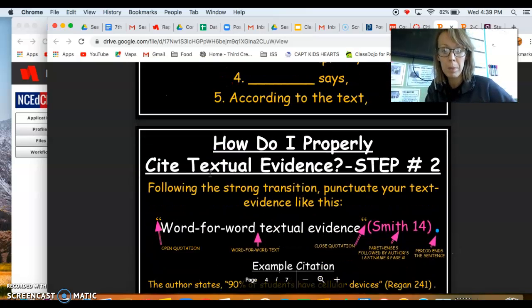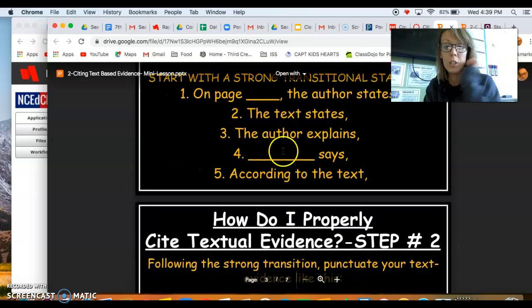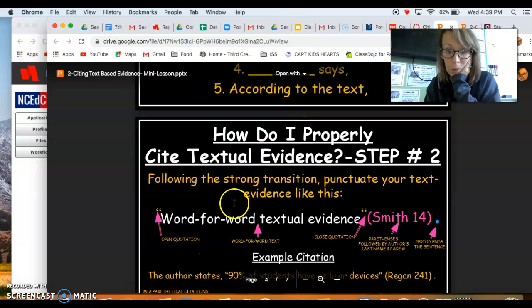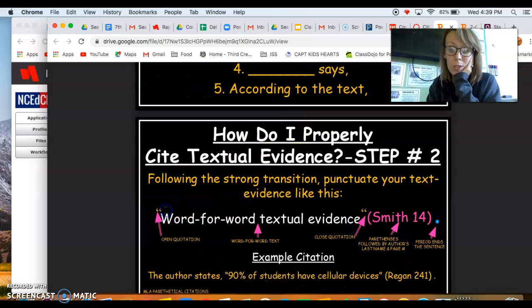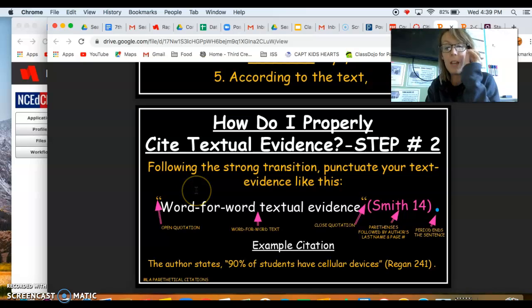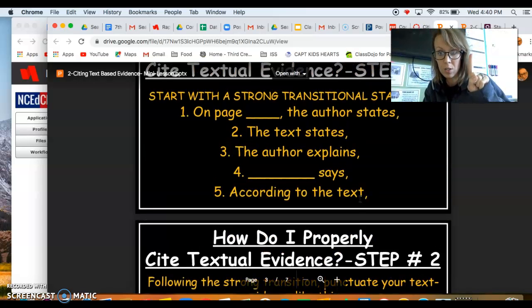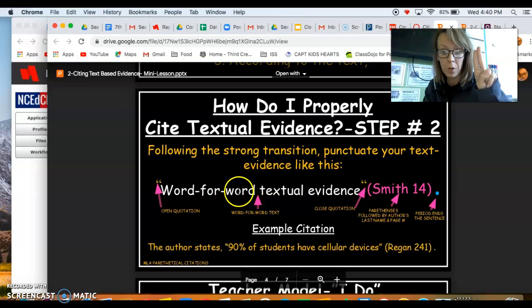How do you do this properly? Okay, after you would write the sentence starter, then you would take your quotation mark and find the evidence, know the evidence, and then write word for word the text evidence. Then you would close your quotation marks, and that's the first part. So sentence starter, word for word text evidence, make sure you have it in quotation marks.